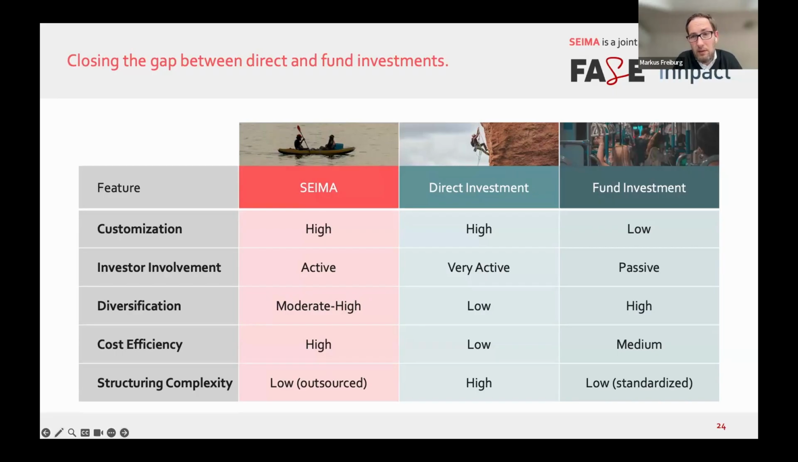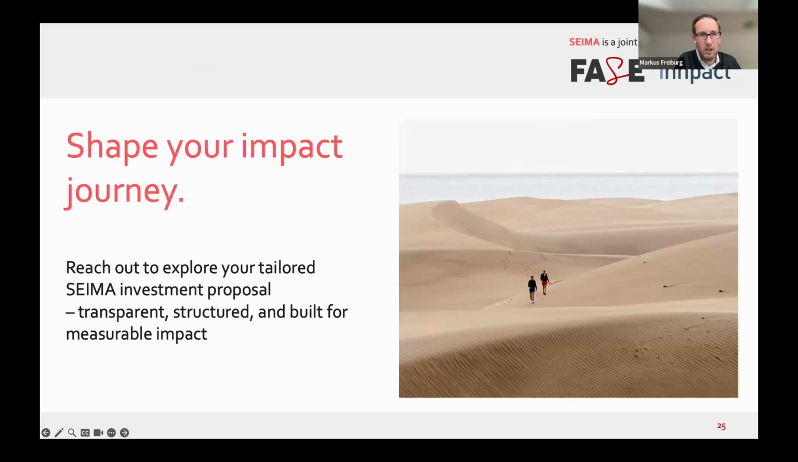They still have a very high cost efficiency because they almost get an individualized structure for percentage fees that are comparable to fund fees. And it's also a low structuring complexity because it's mainly outsourced and working on existing structures. I think that's maybe in a nutshell.